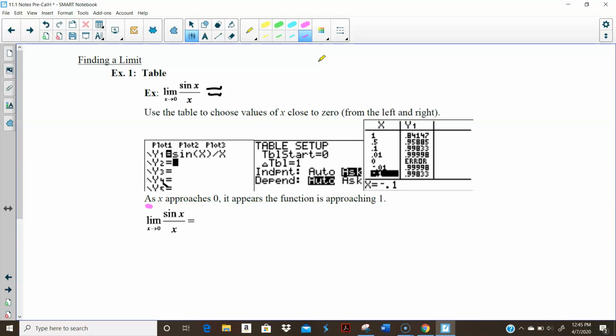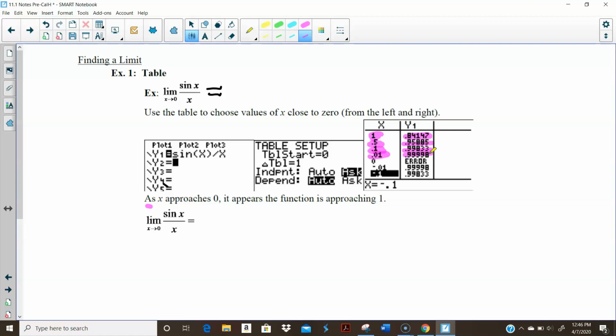So what we're looking at here is what is happening to the values as I approach 0. First off, we're going to start from the right-hand side of 0. When I plug in 1, f of x is 0.84147. When I plug in a half, moving to the left towards 0, f of x is equal to 0.95885. When I move even further left towards 0, 0.1, I get 0.99833. And what happens when I put in 0.01? I get 0.9998. So you can see the closer x approaches 0, the closer y is approaching the number 1.